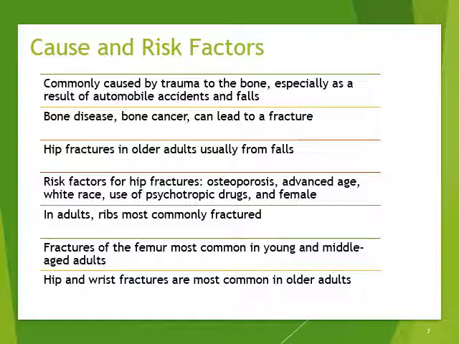So in adults, ribs are the most commonly fractured. Now remember, a rib fracture isn't that bad, but a rib fracture can cause a lung puncture. So it can lead to further damage. Fractures of the femur are the most common in young and middle-aged adults. Hip and wrist fractures are most common in older adults.